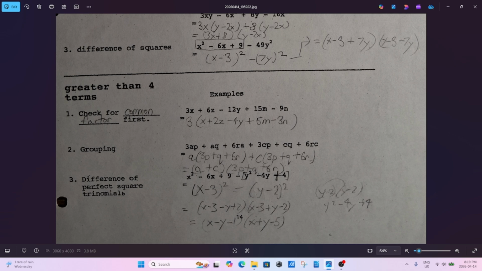And then you would look at the numbers and you realize minus 3 and plus 2, that's just negative 1. And minus 3 plus negative 2, that's just negative 5. And so you get your answer x minus y minus 1 times x plus y minus 5.